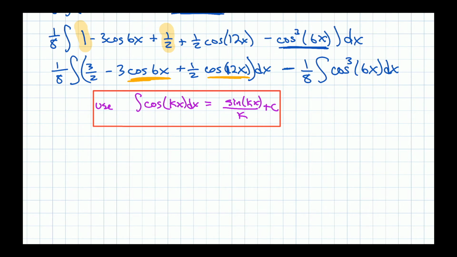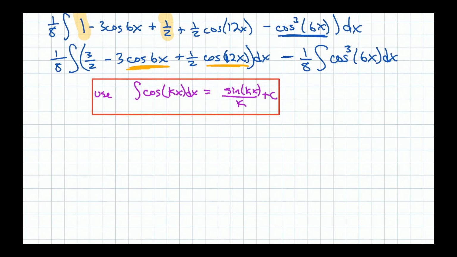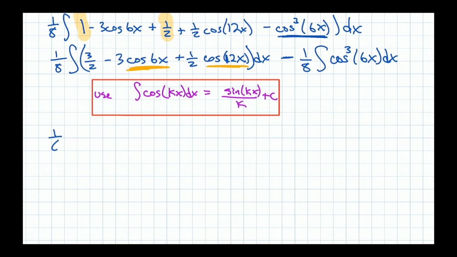Okay, let's actually do that integral then, and I'm going to kind of ignore that cosine cubed over there for a little bit while we do this one. So I've got 1/8 parentheses, and I need to integrate each of these terms. So I've got 3 halves. How do you integrate 3 halves? Well, 3 halves dx, the integral is going to be 3 halves x.